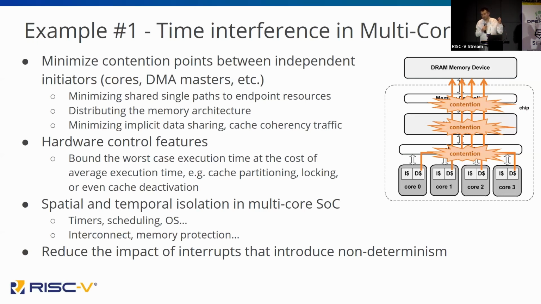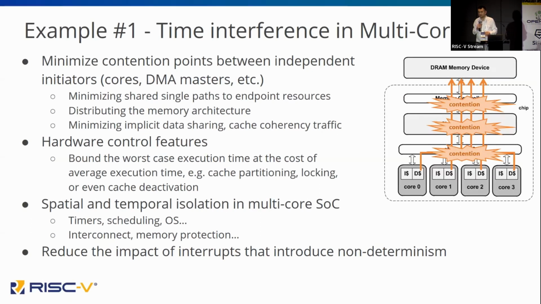So we can try, for instance, to bound the worst case execution time thanks to different mechanisms such as cache partitioning, locking, or even cache deactivation. If you deactivate the cache, the performance will dramatically decrease, but the predictability will increase. You will know how much time will be used for this process.